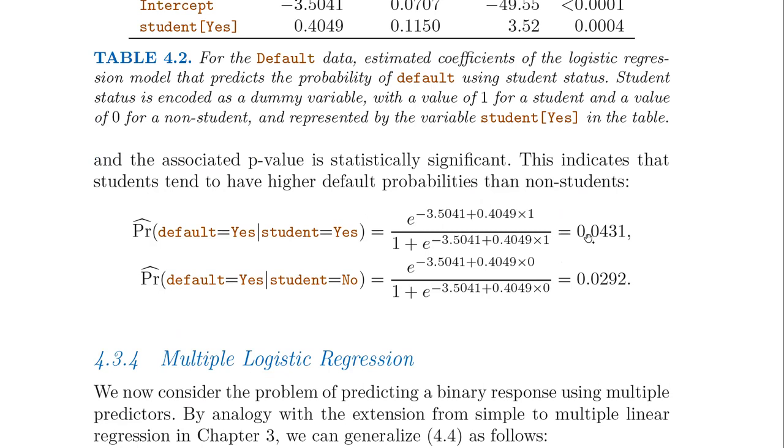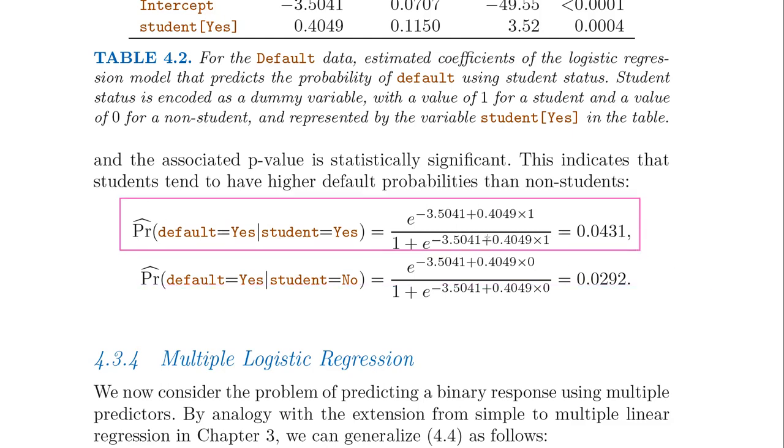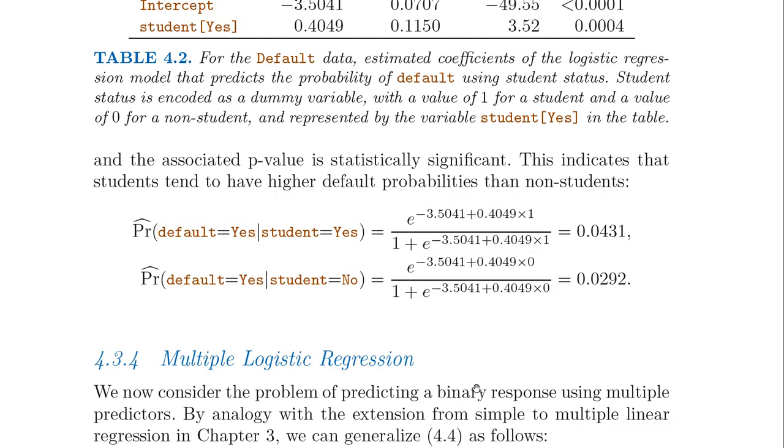So how are we saying if you are a student, you have a 4.3% chance of defaulting? If you're not a student, 2.9. Wouldn't you expect these two to add up to 1? No, of course not. What on earth am I saying? That's a very, very stupid thing of me that I've said. This is probability default equals yes. And if you subtract this from 1, then you have default equals no. Yeah, I was clearly thinking of this in the wrong way.